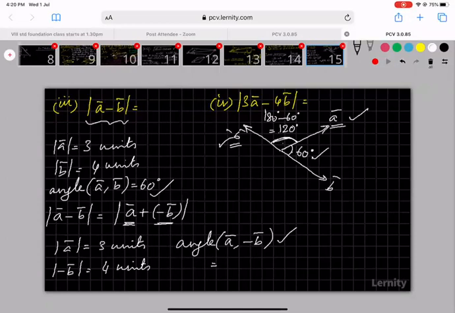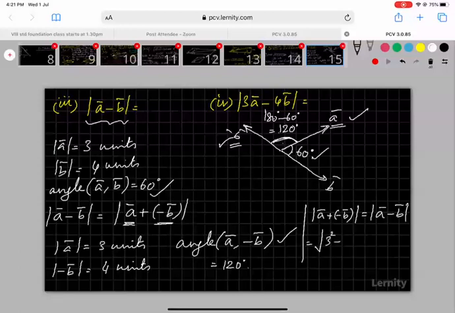Okay. So anyway, angle between A bar and minus B bar is 180 degree minus 60 degree, which is 120 degree. Now I can calculate magnitude of A bar plus of minus B bar, which is magnitude of A bar minus B bar. This would be what? Square root of magnitude of A bar whole square, 3 square, plus magnitude of minus B bar whole square, 4 square. It's not minus 4 square, it is still 4 whole square. You cannot say minus 4 at all. Magnitude of vector cannot be negative.